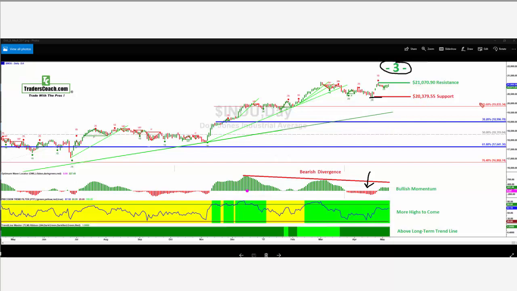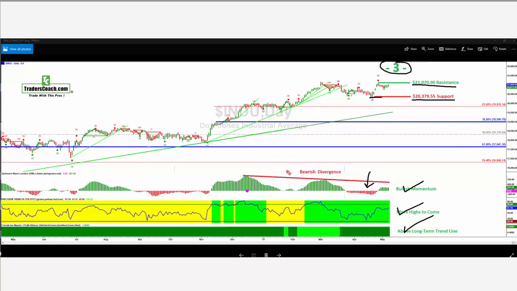So in this case here, it looks to us like we're still in a wave 3, but we've bracketed two areas that we want to keep an eye on. One is the upper area of 21,070.90, a resistance level that occurred here, and then 20,379.55. So we have bullish momentum, we have a bullish PTF and bullish trend lines. And so in order to really see what the market's going to do here, we really needed to go to a lower time frame. So I'm going to show you that in just a moment.